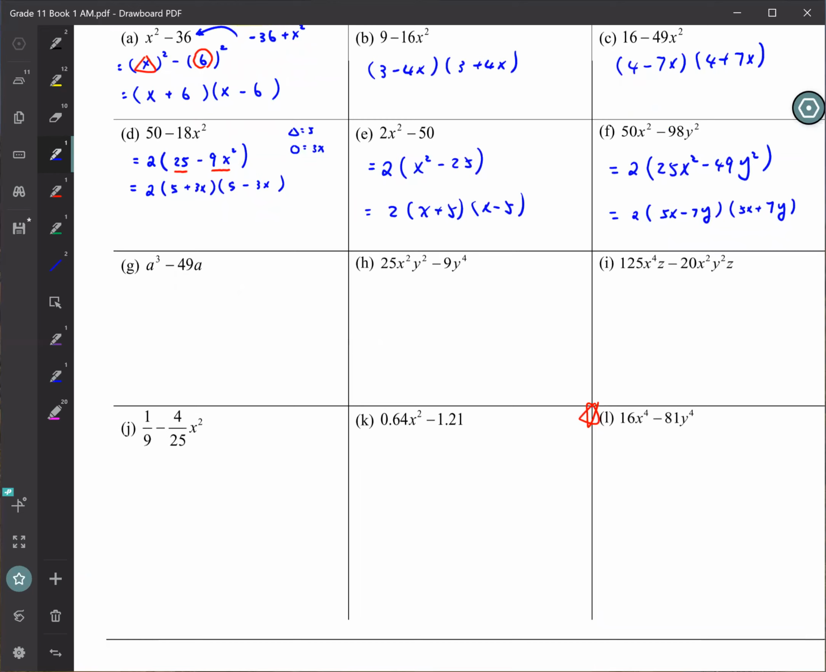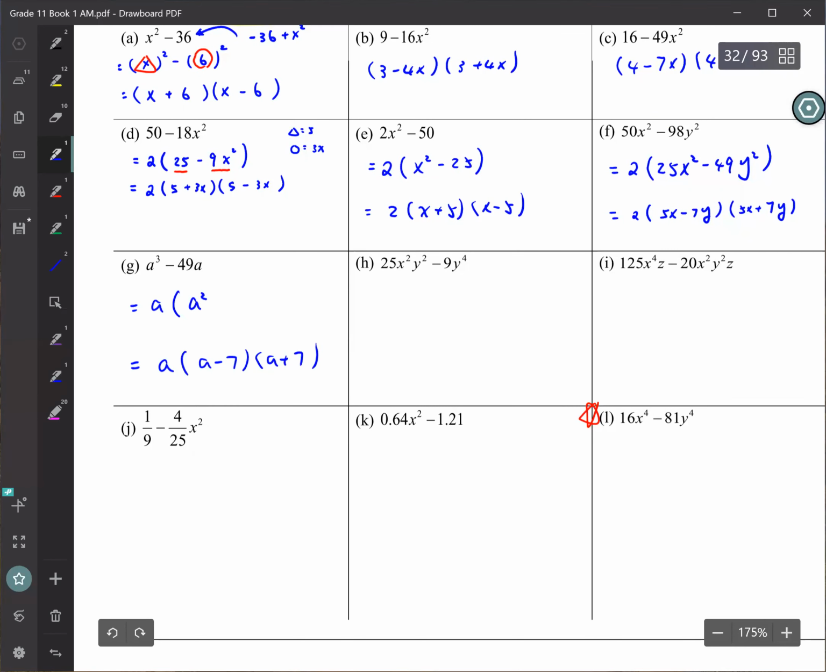Okay, Nathan, what do you have for G? A times A minus 7, A plus 7. Yeah, very good. Okay, so this one we can take the A out first and then factor with the formula. Okay, and Yosher, what do you have for H? Y squared times bracket 5x minus 3y and then bracket 5x plus 3y.